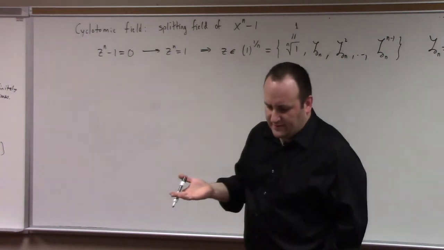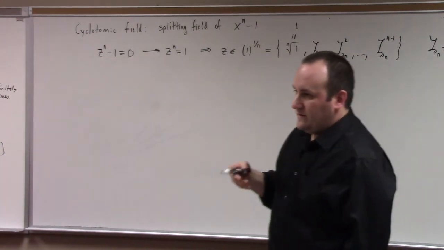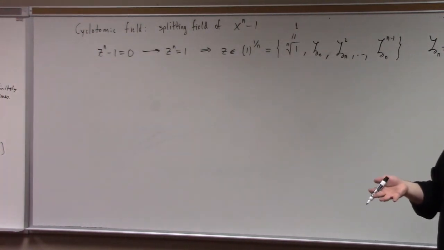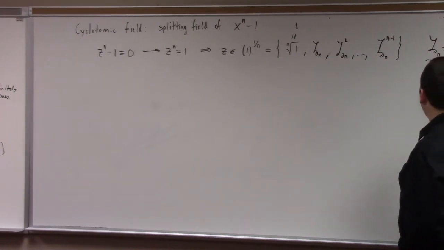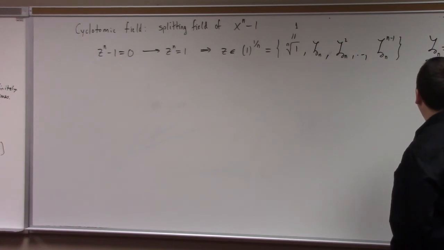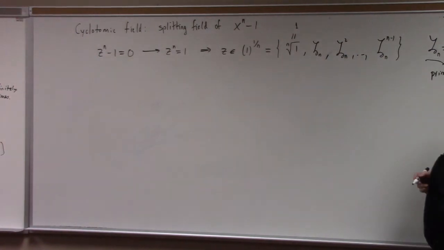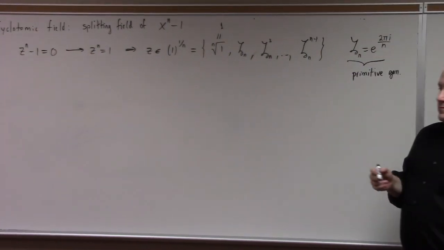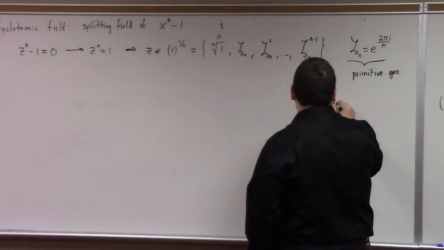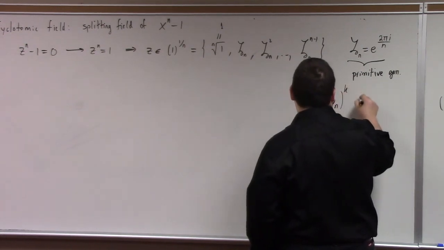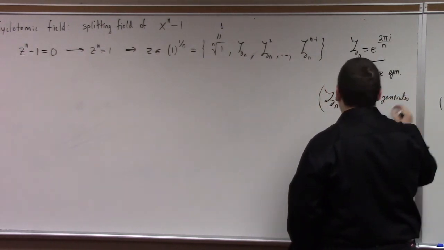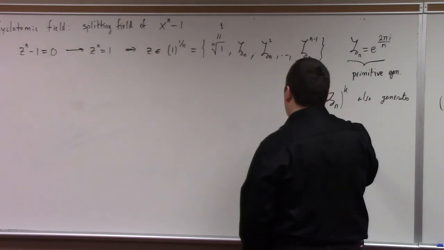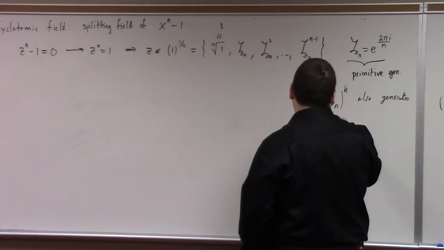I think we talked about this some in 421 already, right? This is a model for the cyclic group of order n. This is a generator, right? This is a primitive generator. I think that is the primitive generator in my language. And if you take zeta_n to the power k, it also generates the group of nth roots of unity, right?